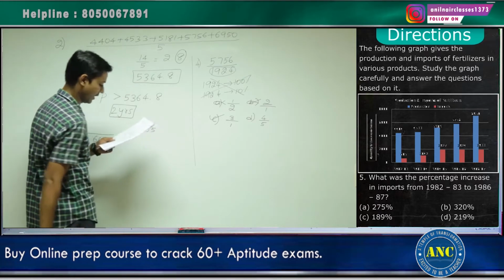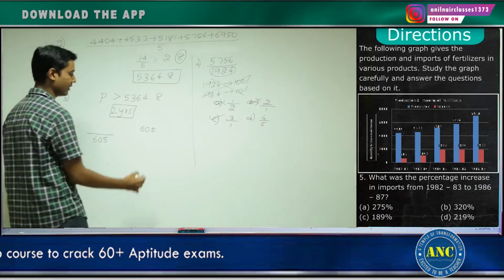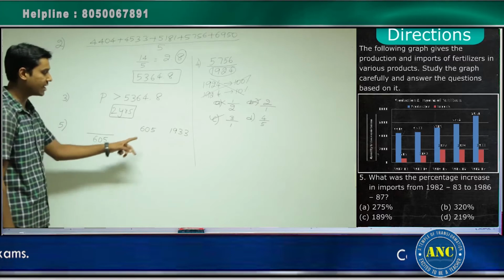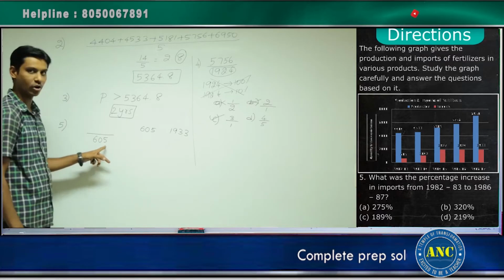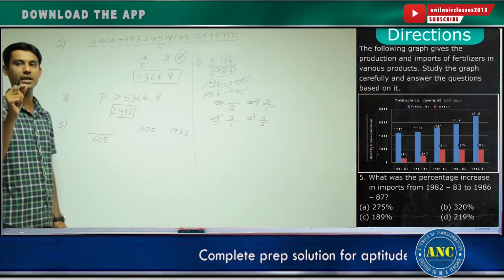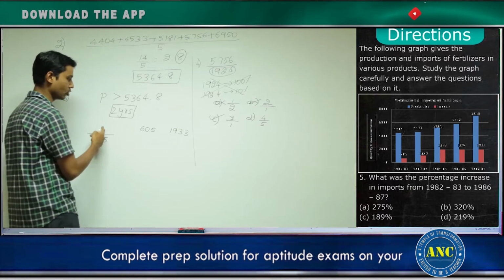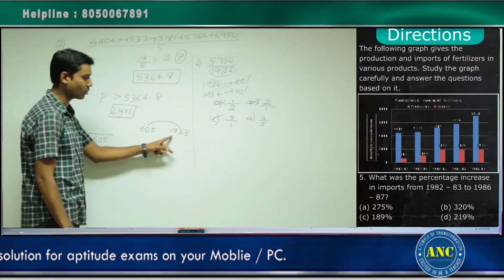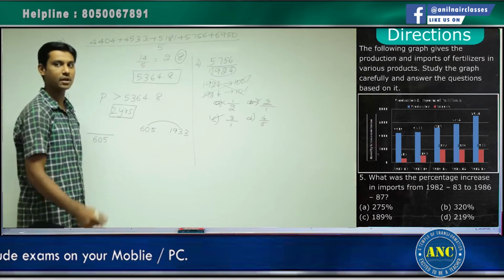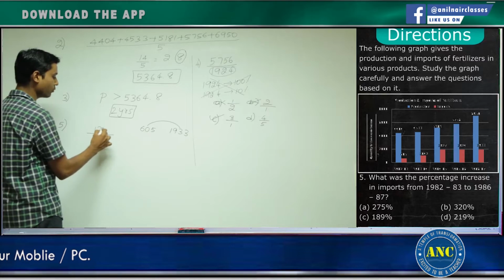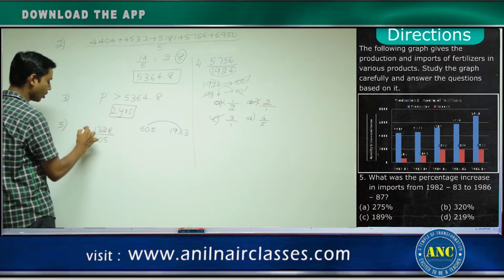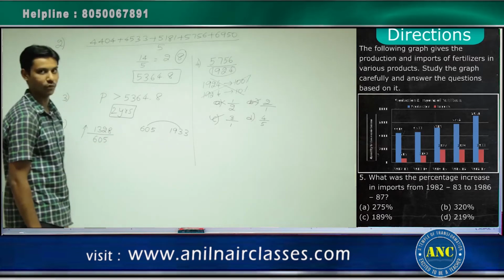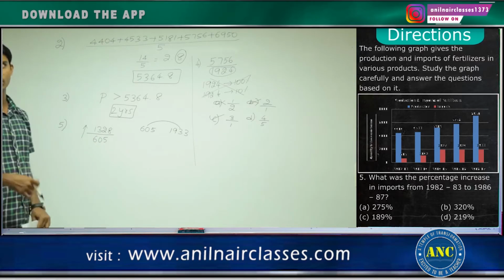In 86 87, what is the value? It is 1933. See here. Initially it was 605. That should come in the denominator. Your denominator should always be the initial value, right? The numerator is 605 becoming 1933. That means there is an increase of 1328 from 605. That is nothing but 1933 minus 605, right? What is the percentage increase is what they are asking.